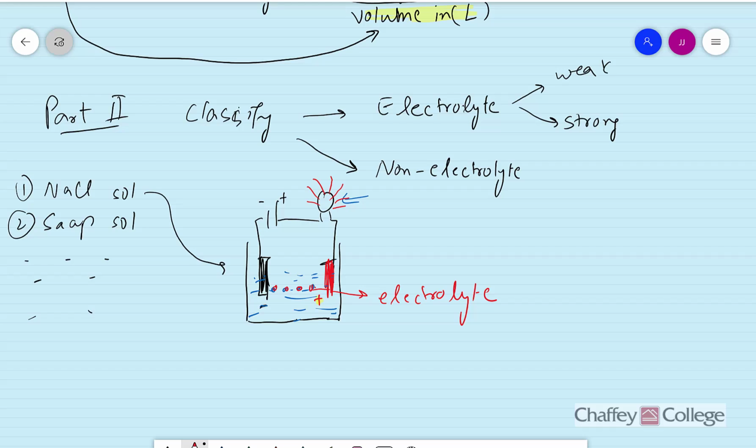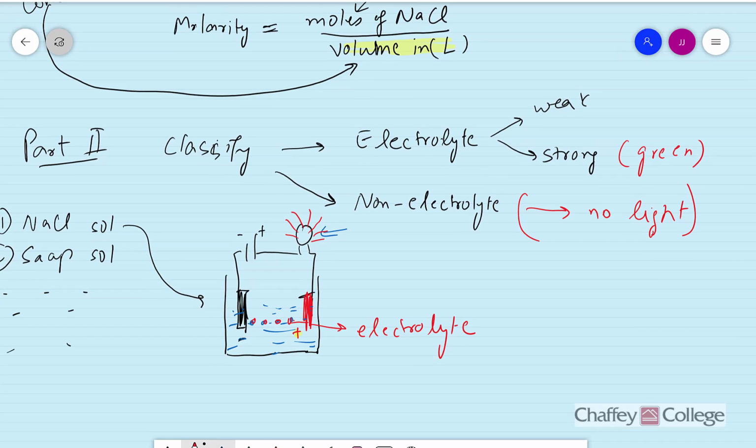In our data, we have used a special instrument. In that case, no light of course means that our solution is a non-electrolyte. But if it's a strong electrolyte, then the light will be green. If it's a weak electrolyte, then the light will be red. So if the red light glows, then it's a weak electrolyte. If the green light glows, then it's a strong electrolyte.